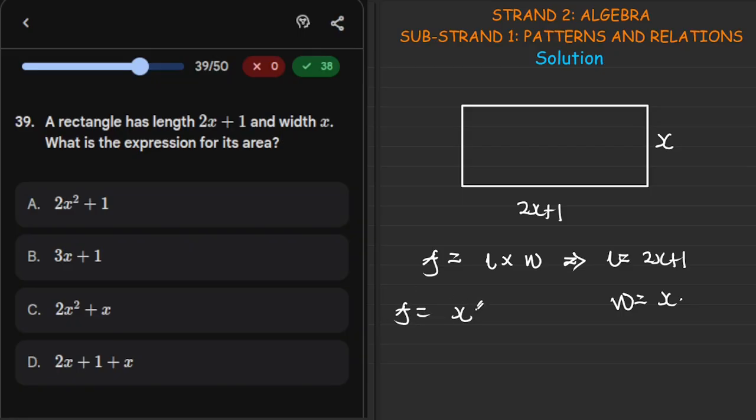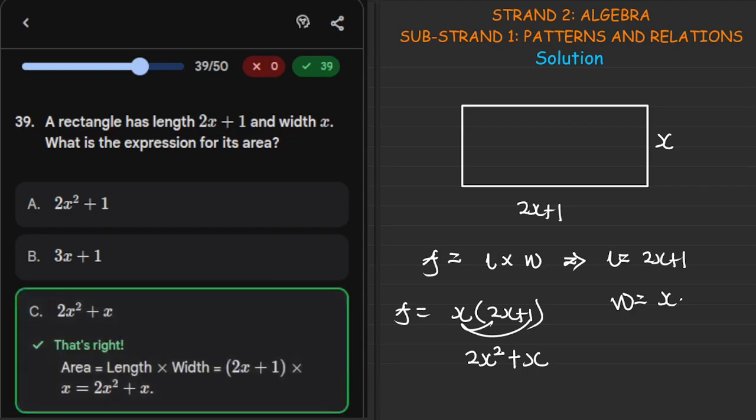So substituting, we have our area being equal to x into bracket 2x plus 1. Since multiplication is commutative, even if you solve it as 2x plus 1 or times x, you still get the same answer. So x times 2x gives us 2x squared. Then x times 1 gives us what? Positive x, which is what? Our C. So that is 2x squared plus x.